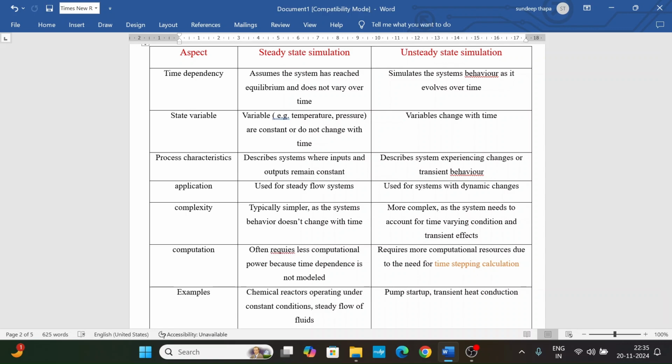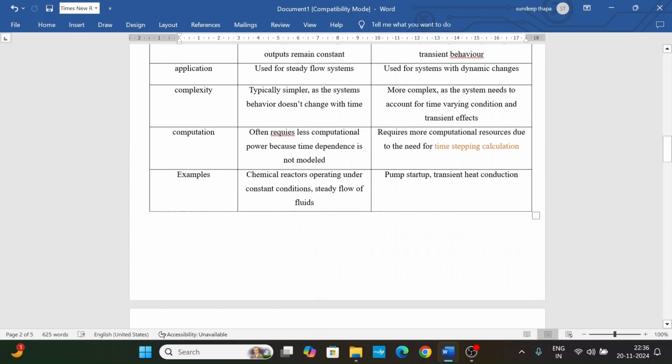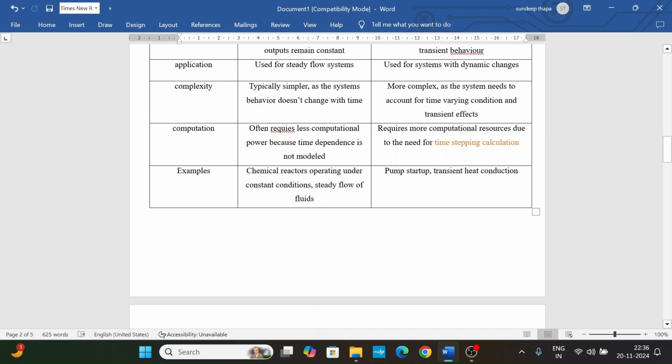Energy, if we are talking about heat transfer, then it is typically simpler because the behavior is not changing with respect to time. Transient is much more complex. Steady state requires less computational time because it is simpler in complexity. Transient requires more computational resources due to time stepping calculation. More on that further. What is time step calculation? So these are some examples where we would use transient state and steady state simulation.